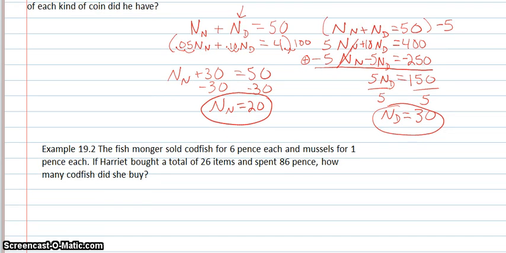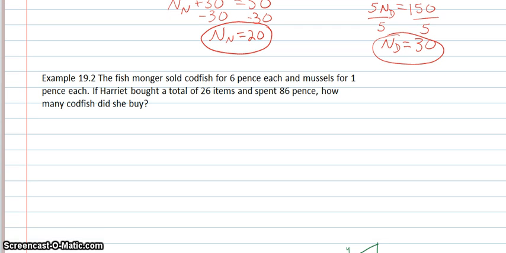Alright, let's look at the next one. It's another value problem. We have the fishmonger sold codfish for 6 pence each and mussels for 1 pence each. If Harriet bought a total of 26 items and spent 86 pence, how many codfish did she buy? Alright, so again, we have a total number and we have the values equaling the total amount spent.